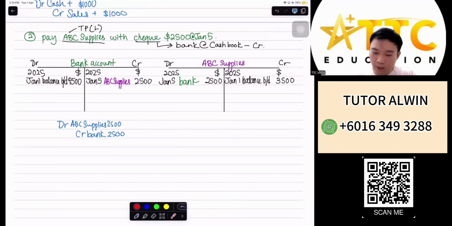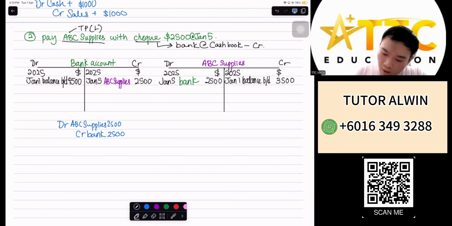Okay? So you notice that on both sides, in the bank account, ABC supplies appears on its credit side, then in ABC supplies, the bank will appear on its debit side. You guys can see that? And that's how it is. So therefore, we close the accounts.